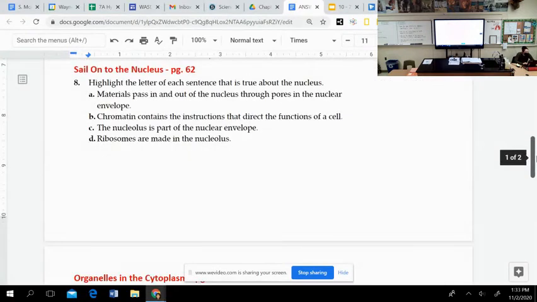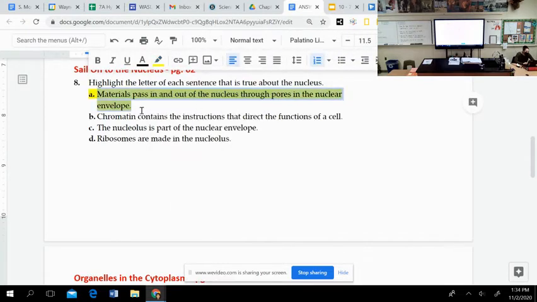Then you move on to the next section. And we look at the nucleus. So you had to highlight the letter of each sentence that is true about the nucleus. So what did you guys highlight? I highlighted A and B. A, B, and D. Do we agree? I agree as well. A, the materials pass in and out of the nucleus through the nuclear envelope. B, the chromatin contains the instructions that direct the functions of a cell, and then ribosomes are made in the nucleolus.